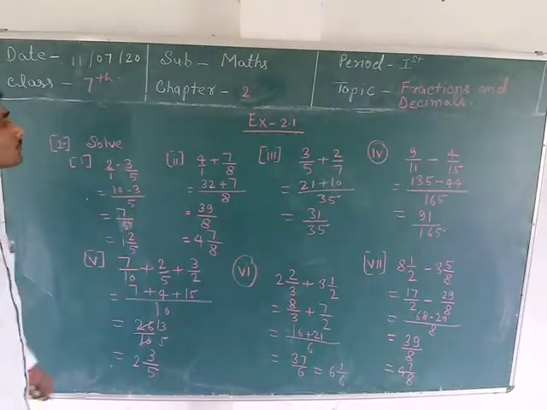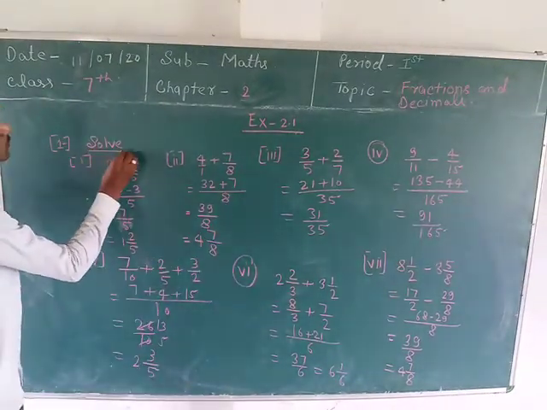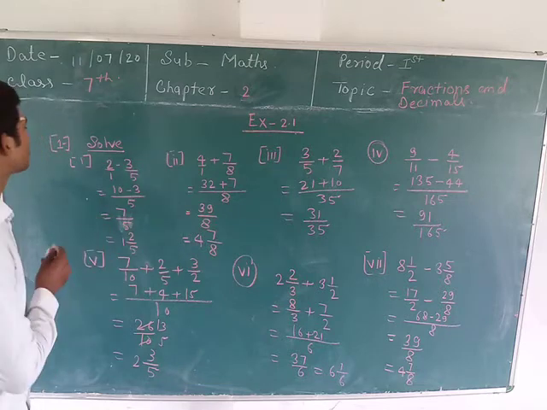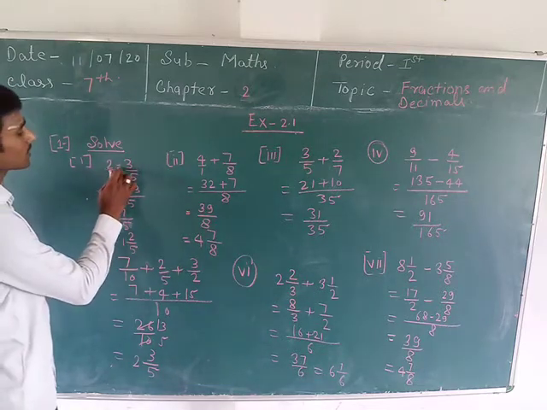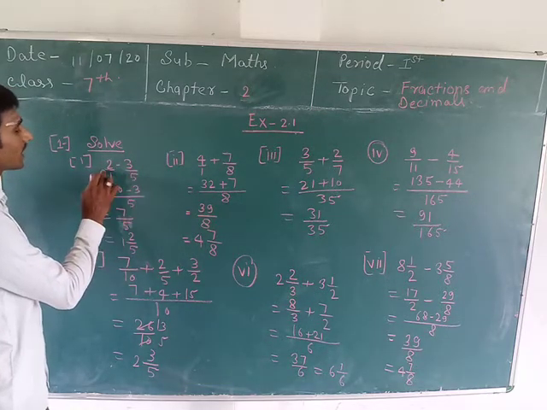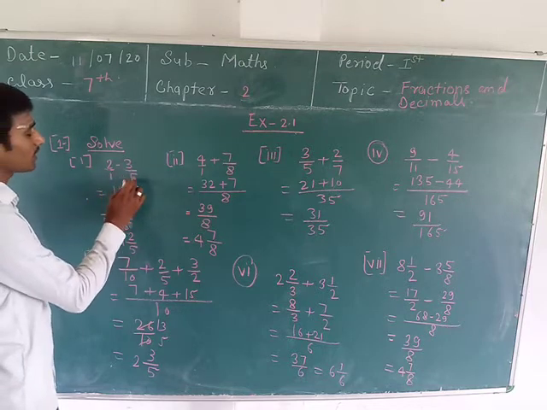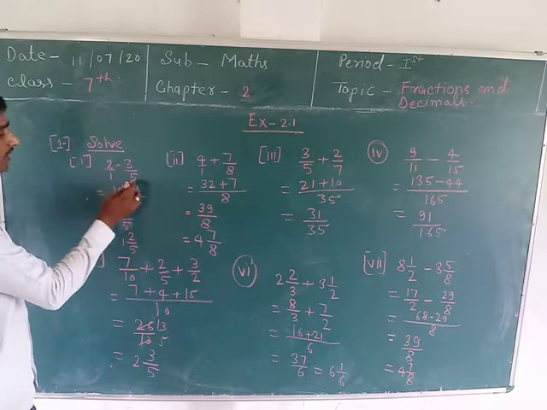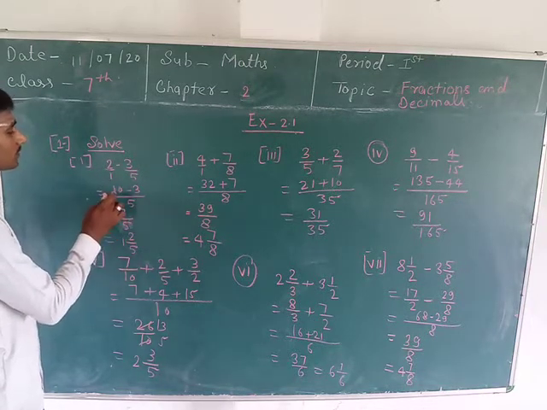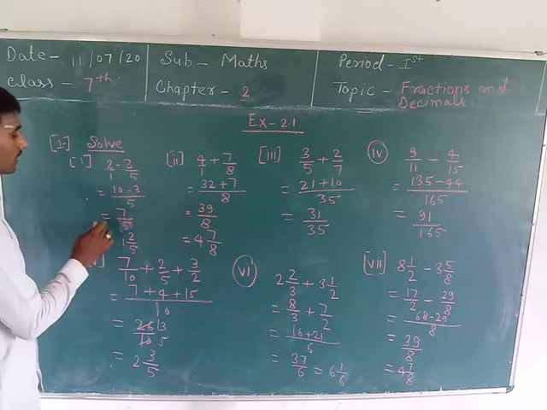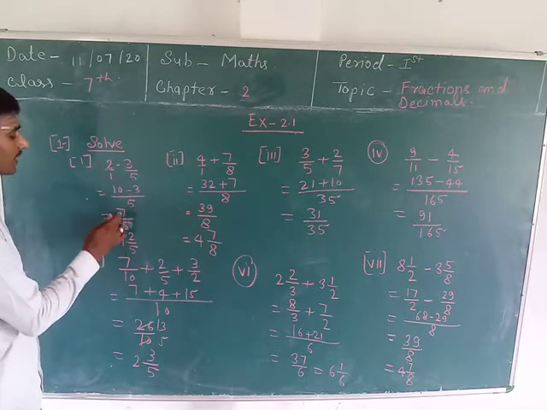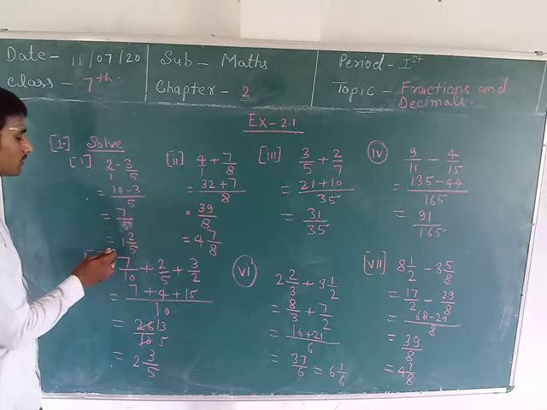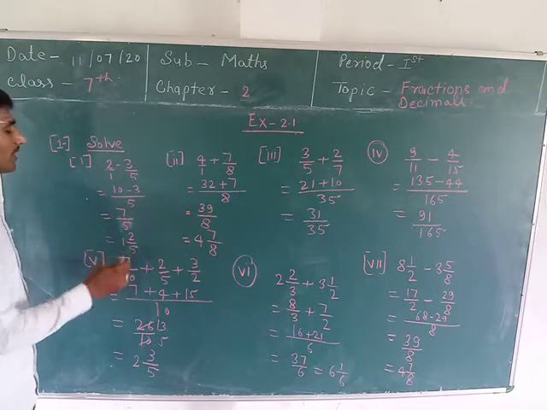Question number 1. We solve all the problems. First, 2 minus 3 upon 5. We can write 2 upon 1 minus 3 upon 5. LCM of 1 and 5 is 5. Then 10 minus 3 equal to 7 upon 5. We can write it into mixed fraction 1 whole 2 upon 5.